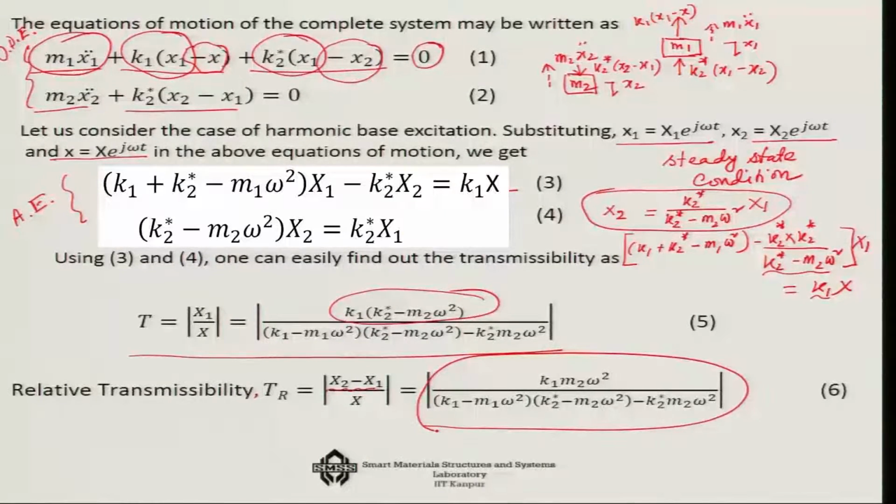One thing that we can see here is that the denominator in both the cases remained unchanged, whereas the numerator will be changing. In this case, the numerator is K1 times K2 star minus M2 omega square, whereas here it is K1 M2 omega square. So, the numerator will be changing. Thus, we should be able to find out both transmissibility as well as relative transmissibility of the system.